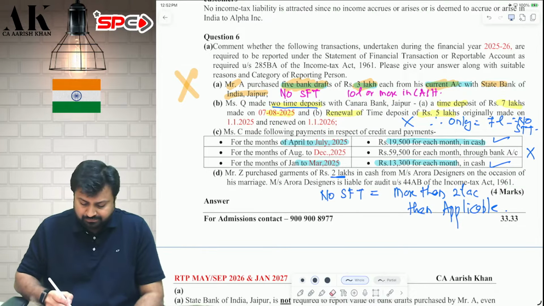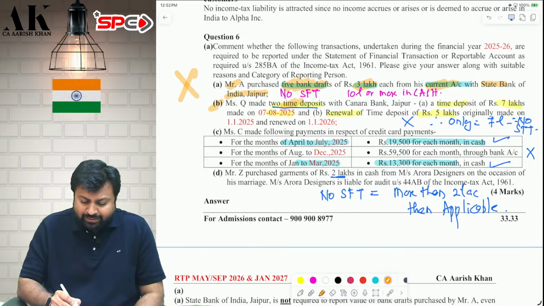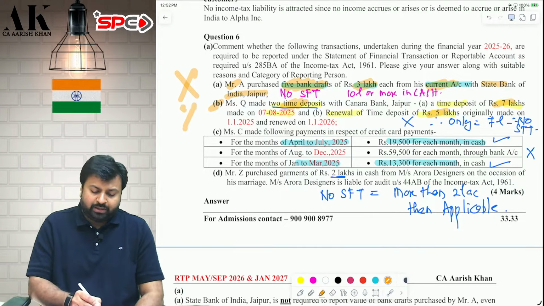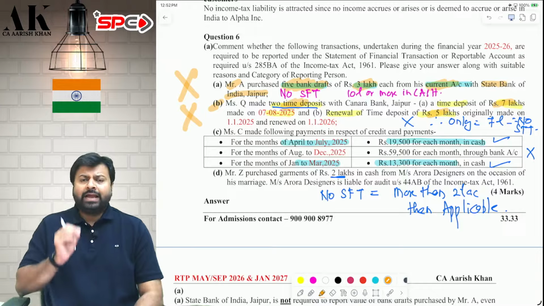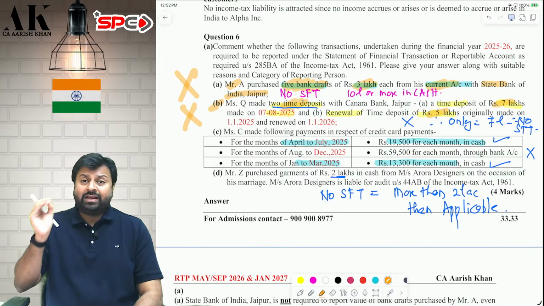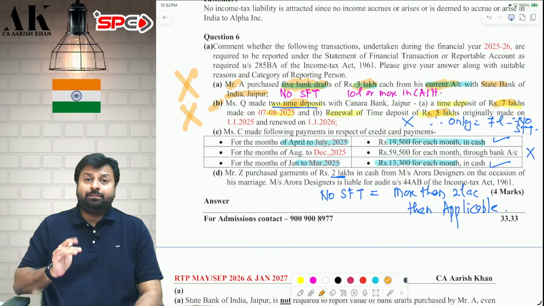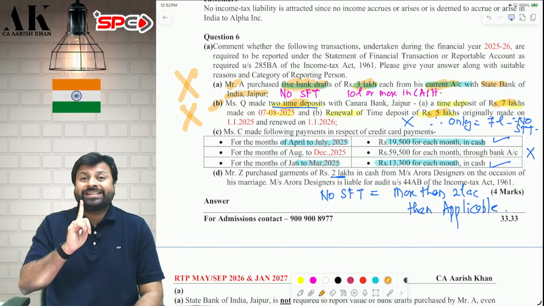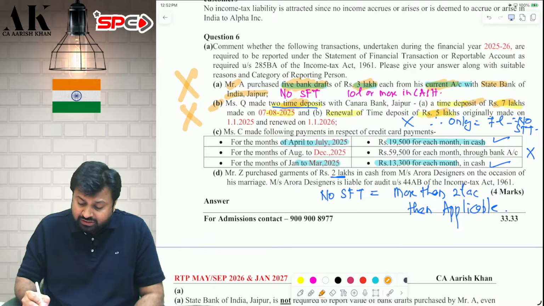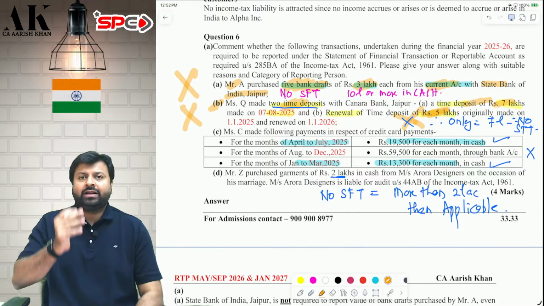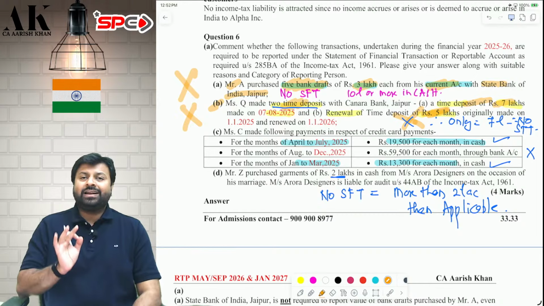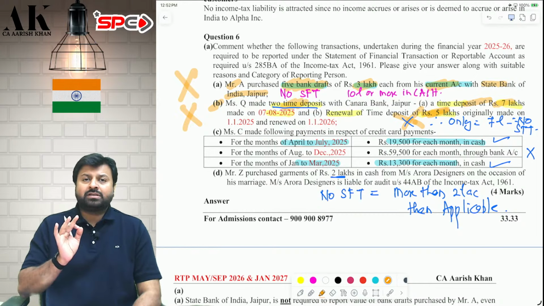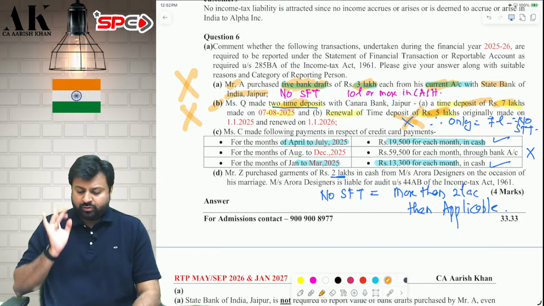Second transaction. You are making 2 time deposits, one of 7 lakh, one of 5 lakh, total 12 lakh. It will not be reported. Why, sir? If you make a time deposit of 10 lakh or more, then it will be reported in SFT. But the renewal is not covered in the 10 lakh. Fresh 10 lakh is covered. 7 lakh is fresh, 5 lakh is renewal. This will not be covered in the 10 lakh limit. Therefore, only a 7 lakh FD is made for the purpose of SFT. Therefore, this will not be reported.